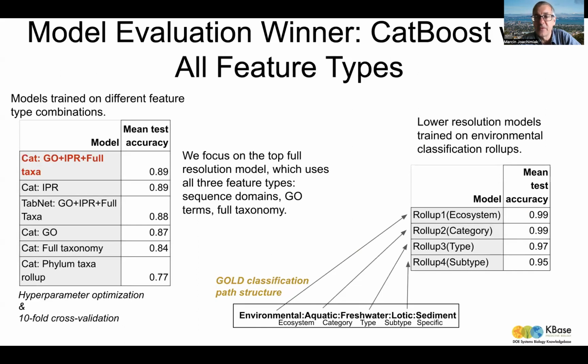However, this method took longer to train. We focus on the top full resolution model with all 3 feature types for ease of interpretability, and you'll see why later. On the right is another series of models. These are lower resolution models that are trained on roll-ups of this environmental classification. At each roll-up level, we have fewer and fewer classes to predict, and so the problem becomes easier, and these models, as you expect, perform better, of course, with the loss of resolution.